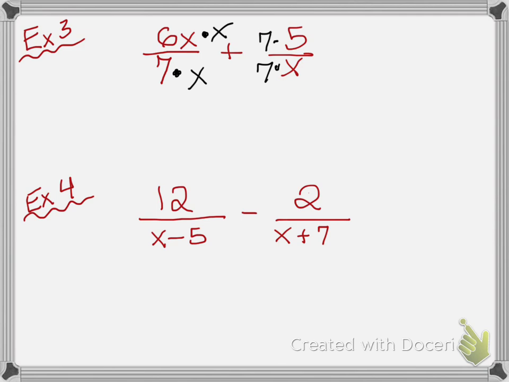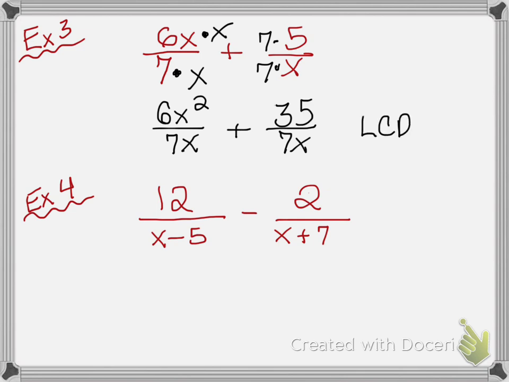So now it's going to look like 7x in both of your denominators, which is our goal, to make them look the same. But your numerators are going to change. The first one's going to be 6x squared, because I did 6x times x, and 35, because I did 7 times 5. So my LCD is 7x.